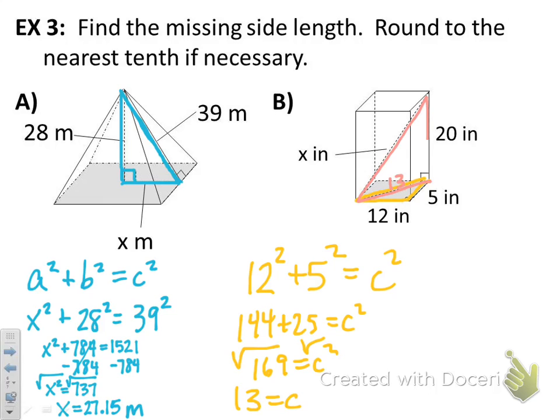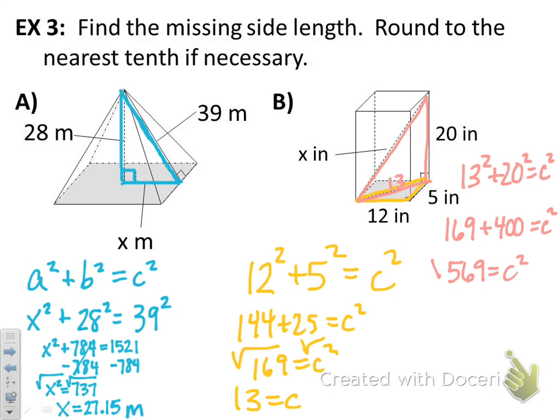So that's now the leg of the other right triangle, which we're trying to solve for x. So 13 squared plus 20 squared equals c squared, which is 169 plus 400 equals c squared. So 569, take the square root, and you get that x, actually I shouldn't have put c, is 23.85 inches.